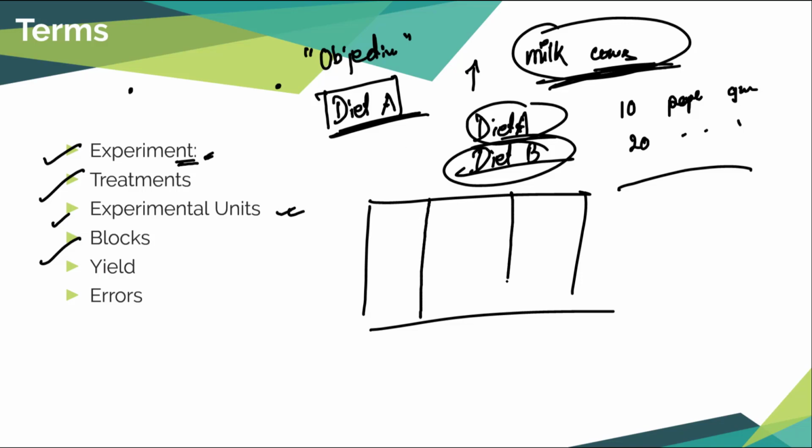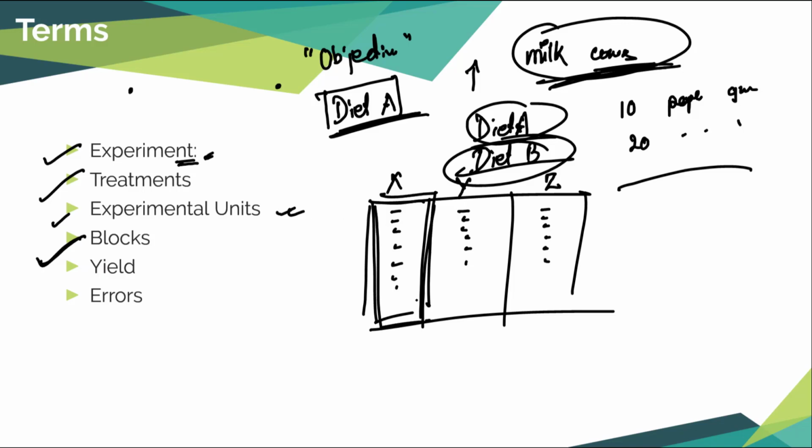So making groups of similar items is called creating blocks, right? Suppose I have a breed called X, a breed called Y, and a breed called G. All the cows of breed X will be in one group, all the cows of breed Y will be in a different group, and all the cows of breed G will be in another group. So grouping cows based on their breed is called creating a block. A block is basically a group of similar items, right?